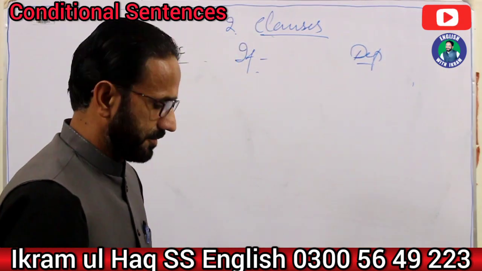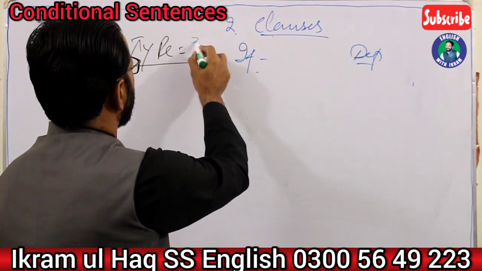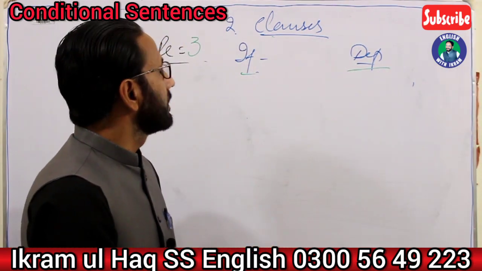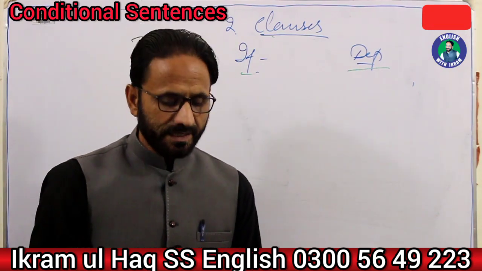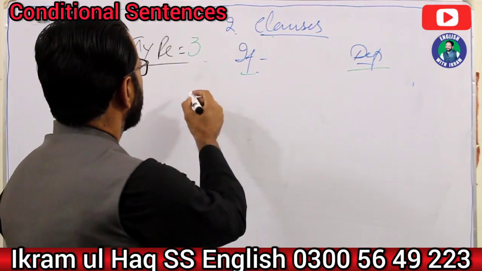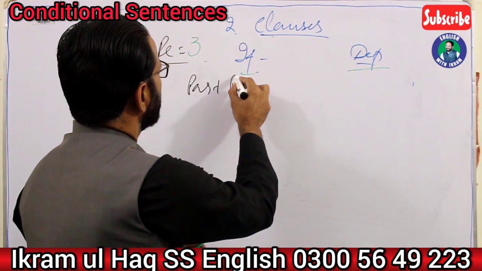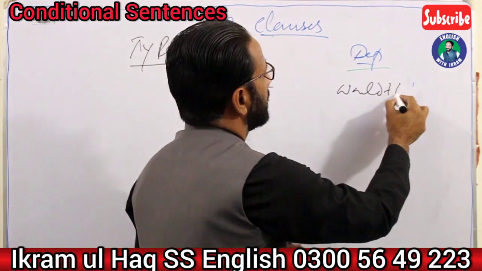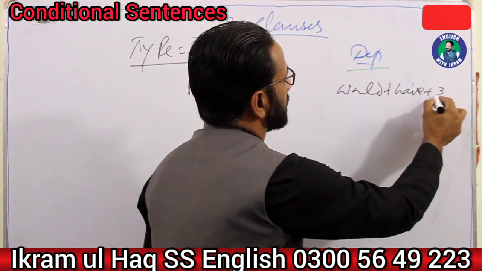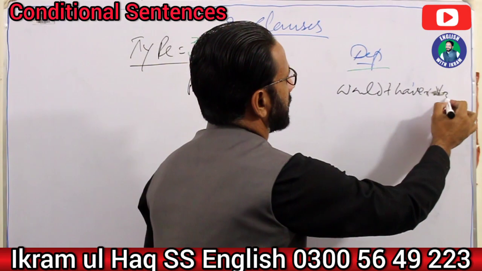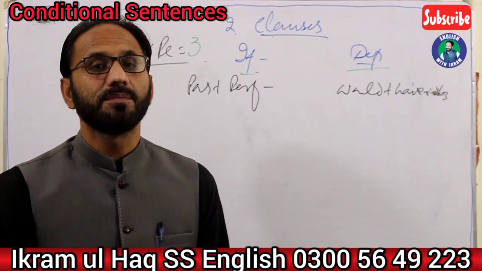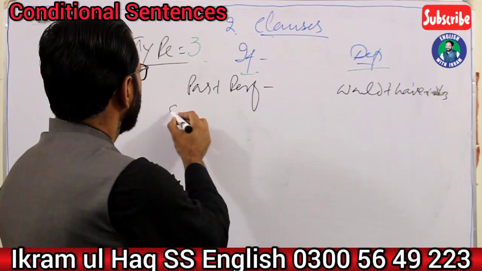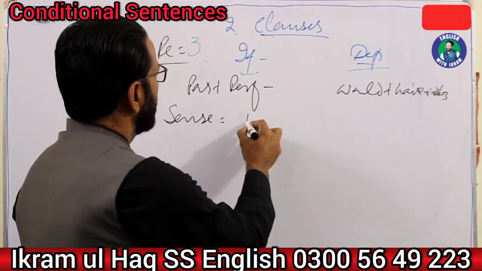Now type 3. Type 3 conditional sentence. In type 3's conditional sentence, we use past perfect in if clause and would plus have plus V3 in dependent clause. This is the structure of type 3 conditional sentence. And what is the sense of this kind of conditional sentence? The sense of the sentence is now it's past.